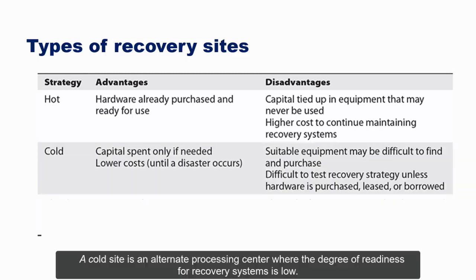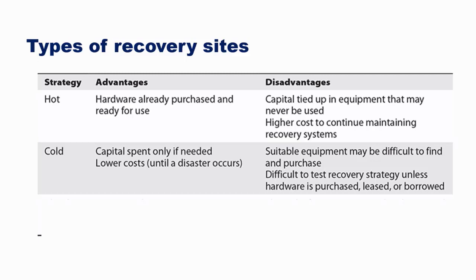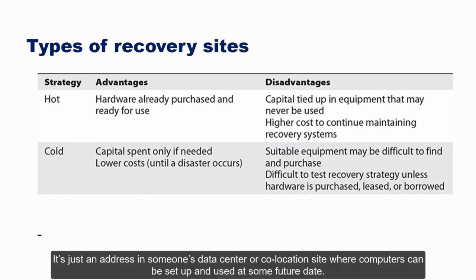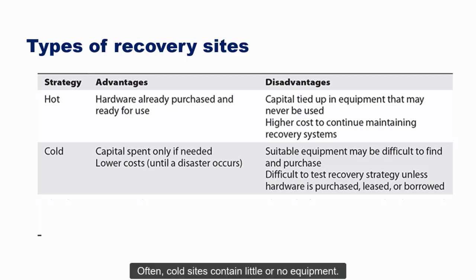Cold sites. A cold site is an alternate processing center where the degree of readiness for recovery systems is low. At the least, a cold site is nothing more than an empty rack or allocated space on a computer room floor. It's just an address in someone's data center or co-location site where computers can be set up and used at some future date. Often, cold sites contain little or no equipment.